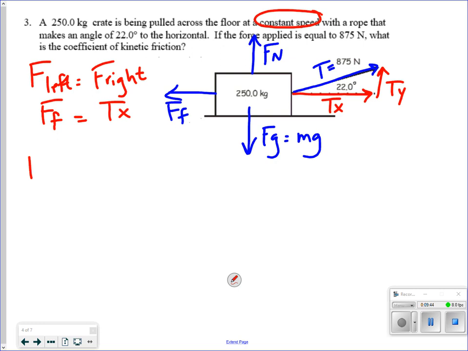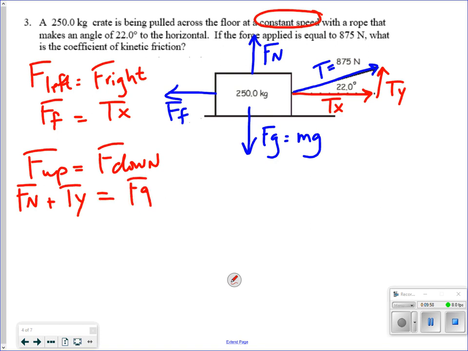And if I do all the forces going up equal all the forces going down, again, let's look. What's pointing up? I've got two. I've got normal and I've got Ty. And pointing down, I have Fg.